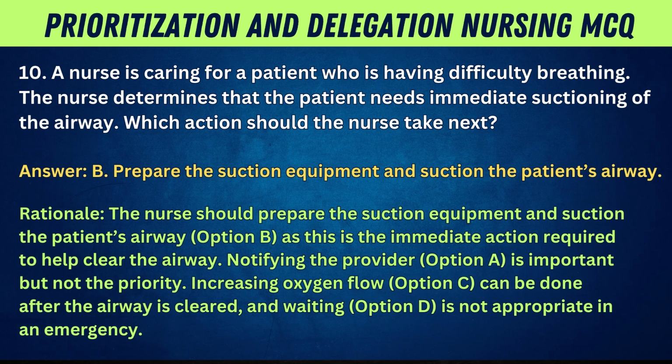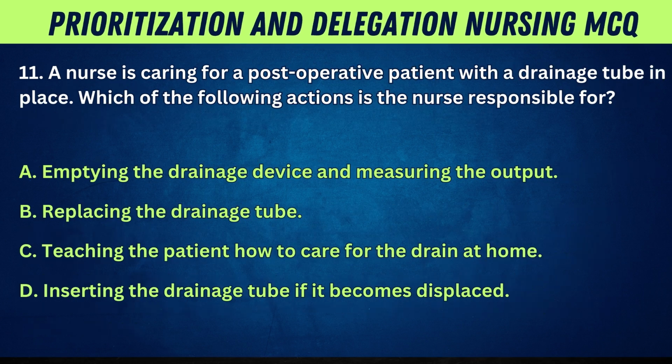Answer: B. Prepare the suction equipment and suction the patient's airway. Rationale: the nurse should prepare the suction equipment and suction the patient's airway, option B, as this is the immediate action required to help clear the airway. Notifying the provider, option A, is important, but not the priority. Increasing oxygen flow, option C, can be done after the airway is cleared, and waiting, option D, is not appropriate in an emergency.